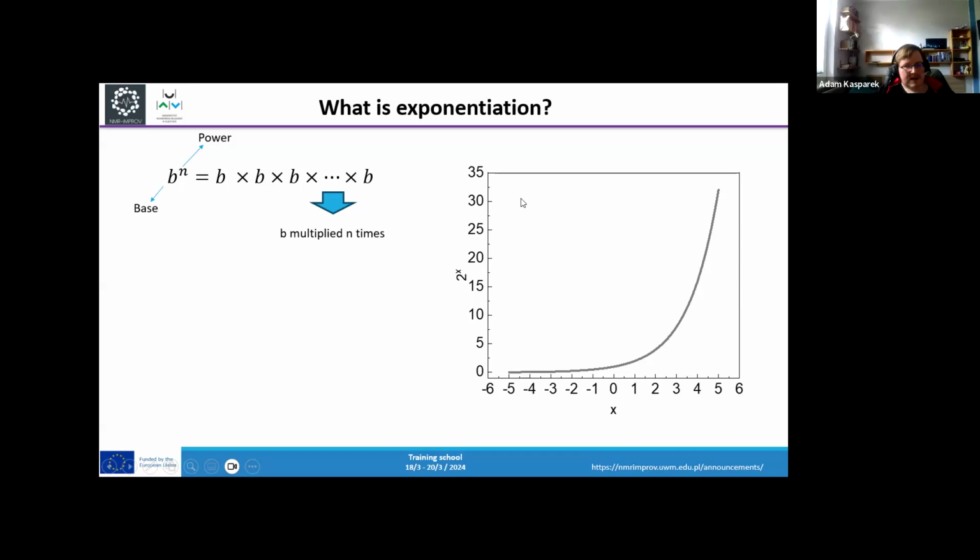Here we have a plot of how this function looks for the case of 2 to the power of x. When I say power, this n we call power, and b we call the base of exponentiation. And one more example, probably the simplest one during this entire lecture. Try to calculate this. It's very simple. As I said, it will be a simple lecture.